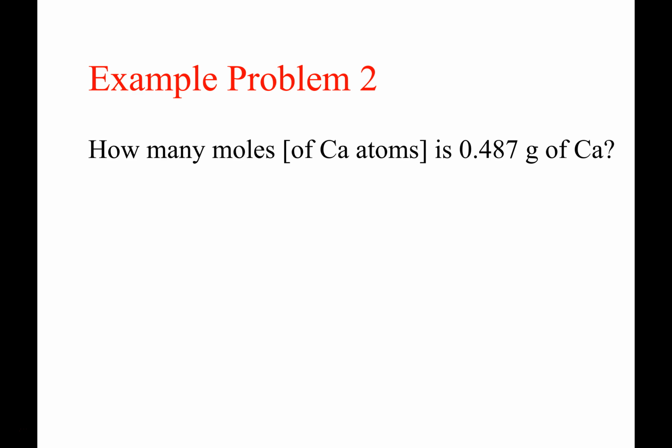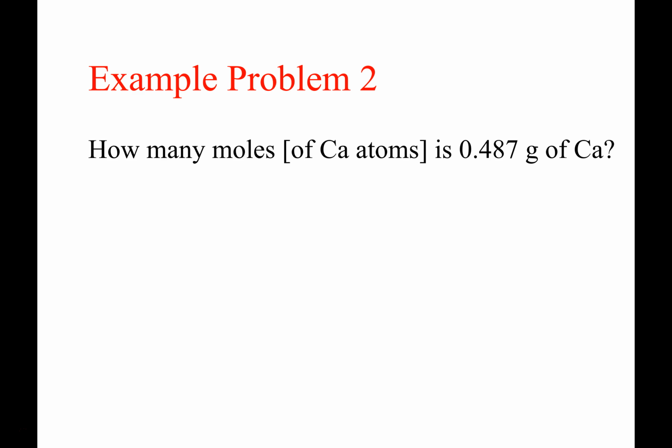So we're going to work a few problems. Again, the thing in brackets probably wouldn't be there. So this would read: how many moles is 0.487 grams of calcium? Okay. So my first term is going to be that 0.487 grams of calcium over 1. My next term, I want units of grams to cancel. I'll be left with units of moles. I'm going to use the molar mass of calcium.